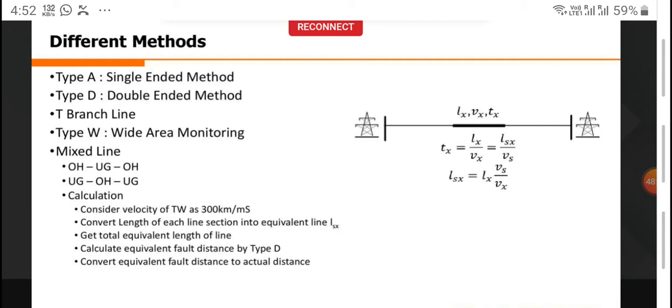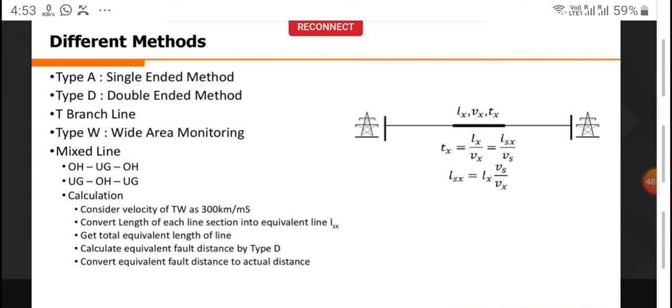Now comes the mixed line. What exactly are mixed lines? Basically, it is a mixture of lines. So you can have an overhead line, then an intermediate cable, then a connecting overhead line, just as drawn in the diagram. The dark line right in the center is depicted as a cable, and the narrower lines are the overhead lines. So this is what comprises a mixed line.